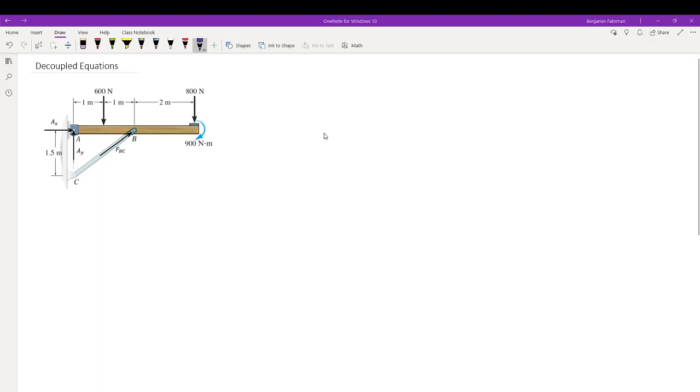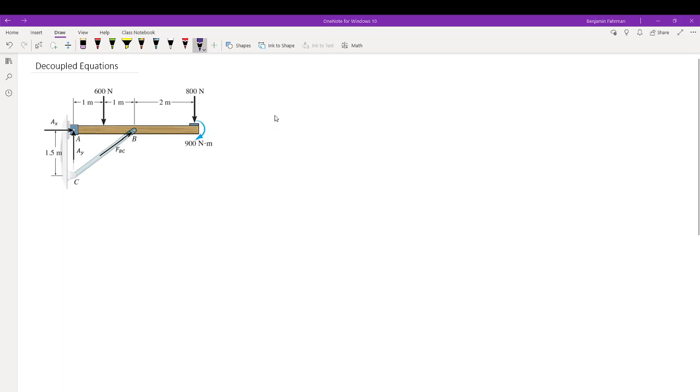All right, folks, in this video I want to talk about decoupled equations. So for this scenario that we're analyzing, we have this beam that's got a 600 Newton force applied here, 800 Newton force applied here. There's a 900 Newton meter couple moment applied at the end, and it's being held in place by a pin at A, so it's got an AX and an AY. It's being held in place by a short member BC that's putting a force on this beam as well.